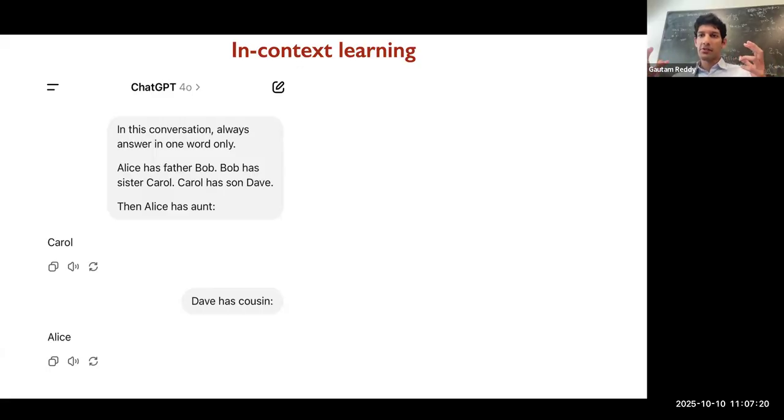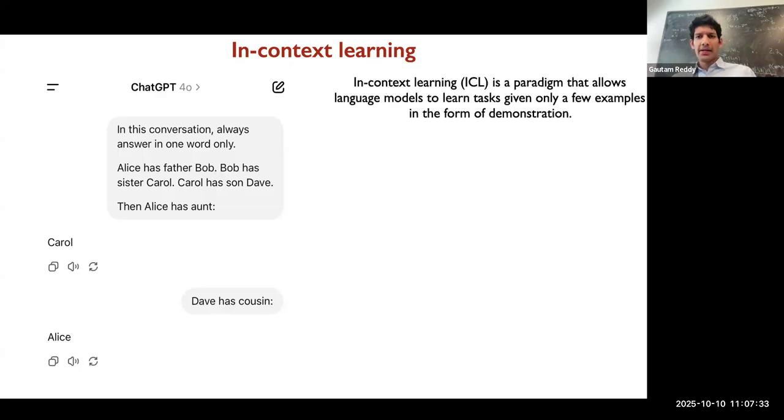It's a kind of a meta-learning phenomenon in the sense that if you train a model on a diverse enough set of tasks, and if you train a large enough model, you get this behavior. So it's some kind of emergent behavior that you see in these models. This is a formal definition. You can think about in-context learning as a paradigm for learning, given only a few examples in the form of a demonstration, right? So this is a prompt that you're giving to the model.